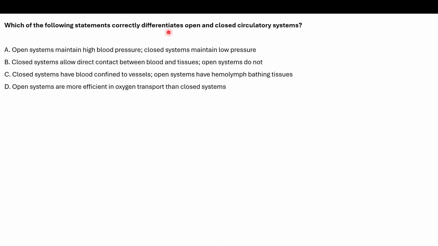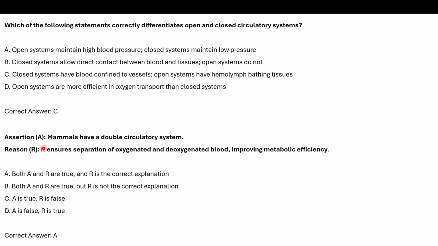Which of the following statements correctly differentiates open and closed circulatory systems? Closed circulatory systems have blood confined to vessels. Open systems have hemolymph bathing the tissues. The correct answer is option C. I have the answer already written here, but still, we will go through the question.